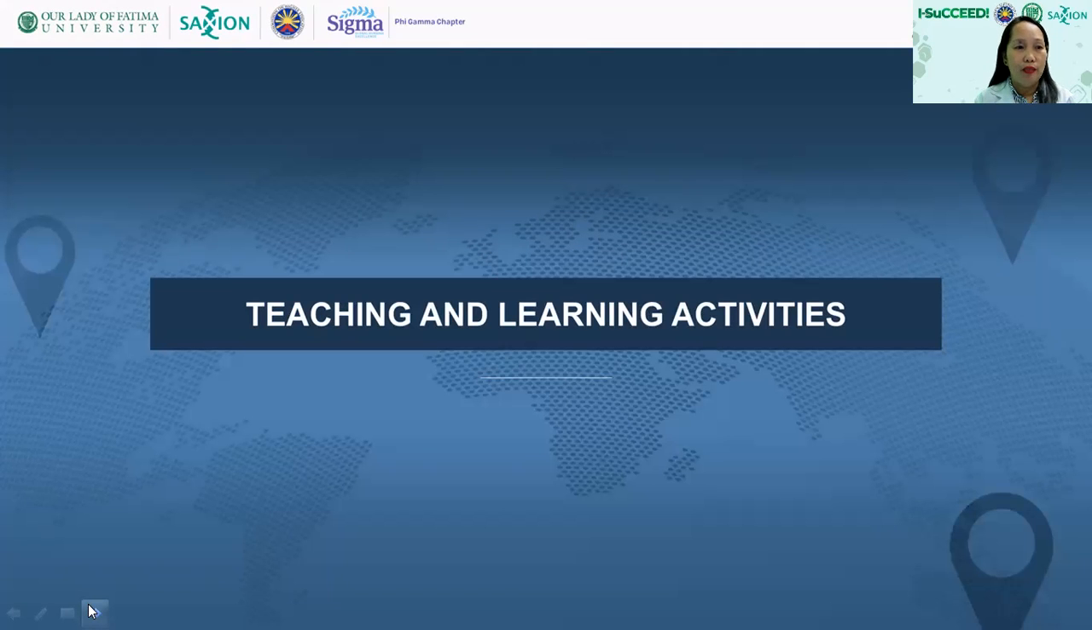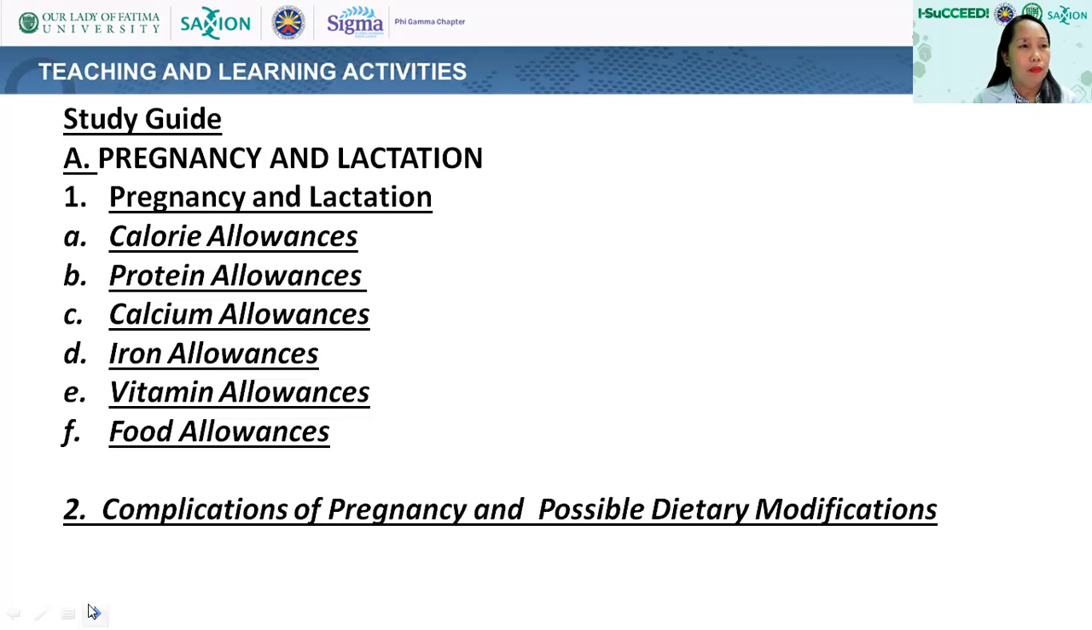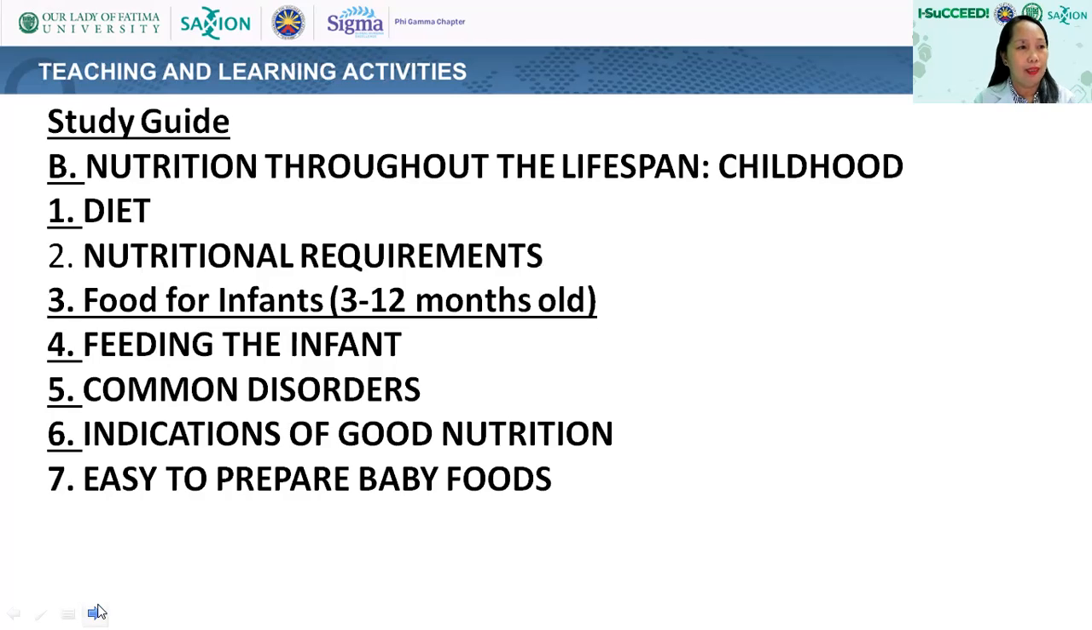For the teaching and learning activities, this includes pregnancy and lactation. In the pregnancy and lactation, it includes calorie allowances, protein allowances, calcium allowances, iron allowances, vitamin allowances, and food allowances for pregnant and lactating women. Next would include complications of pregnancy and possible dietary modification in the course of the complication or disease. Next, nutrition throughout the lifespan.